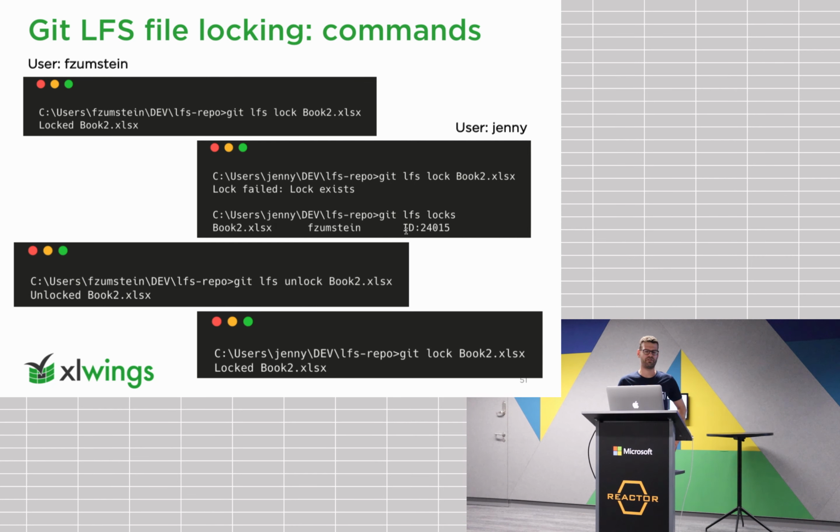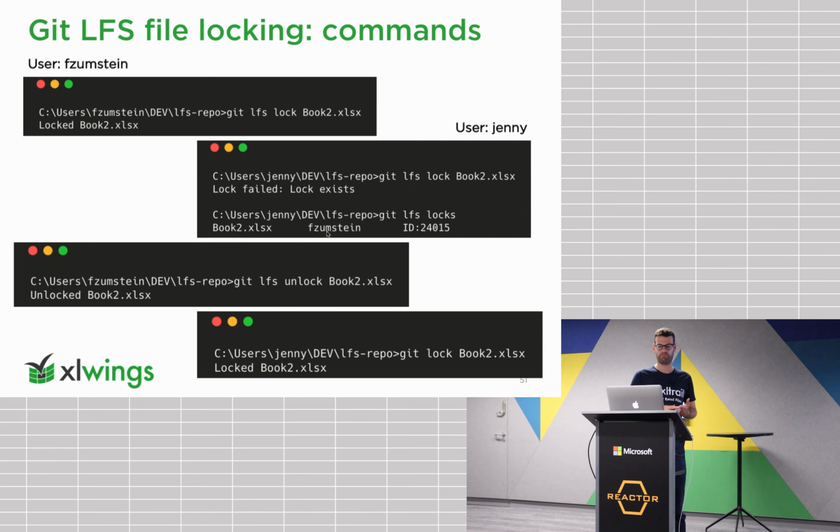The Git LFS file locking mechanism is pretty simple. As you see, there are two users, left and right. Me, I'm here on the left. I just say git lfs lock followed by the name of the workbook, and it gets confirmed with a locked message. Then my coworker Jenny wants the workbook too, and she will get the message that the lock exists. That tells her that she should wait and maybe find out who has the lock. She can do that with git lfs locks, and she can see that it is really me who is locking the file. Then she can call me or chat me up.